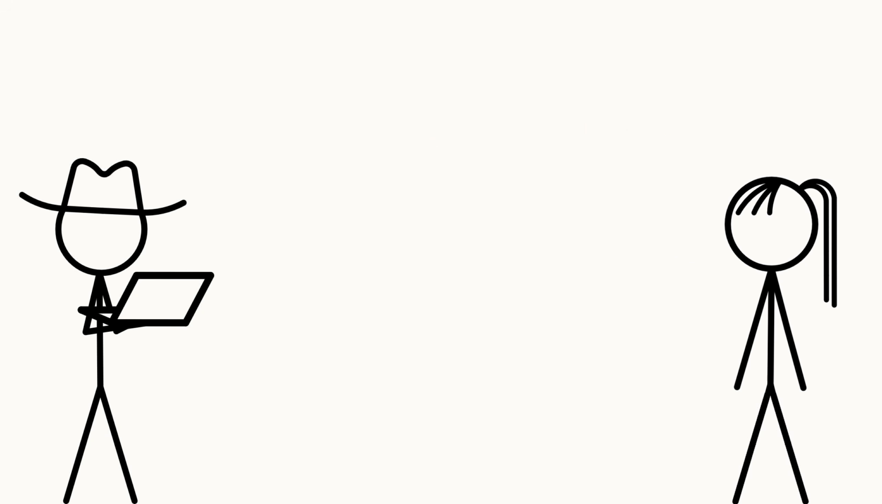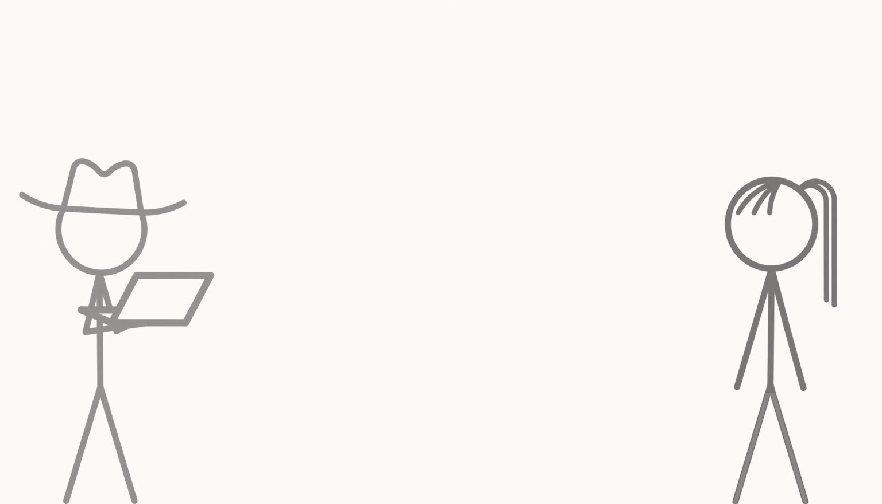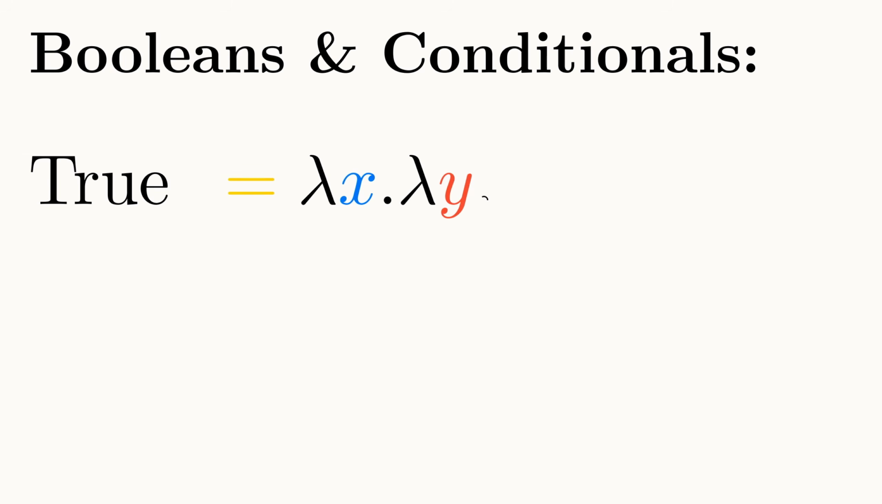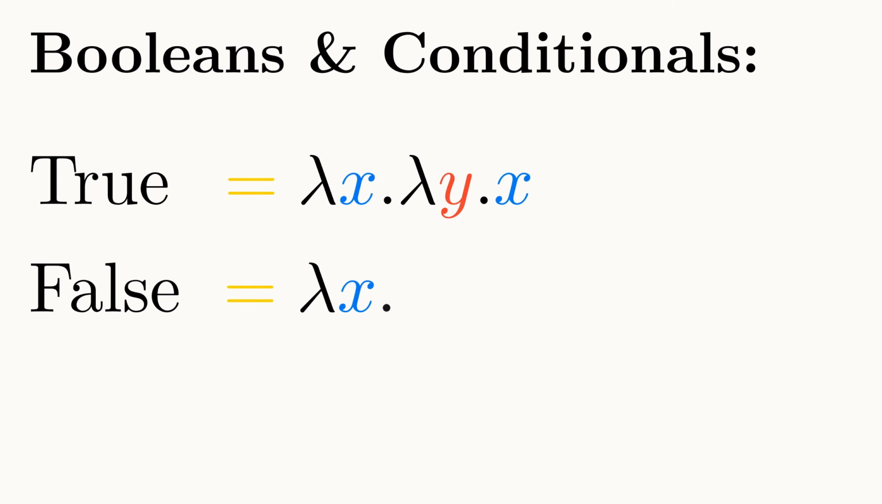As a quick example, to use Booleans and Conditionals, we can represent true as the term lambda x dot lambda y dot x, the function that takes two inputs and returns the first, and represent false as the term lambda x dot lambda y dot y, the function that takes two inputs and returns the second.